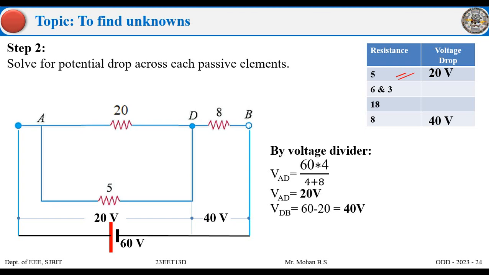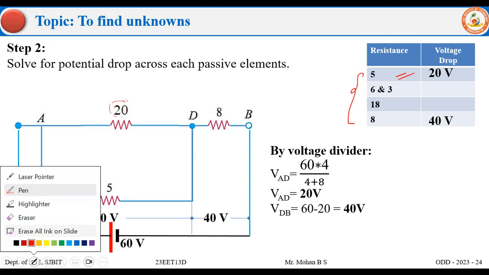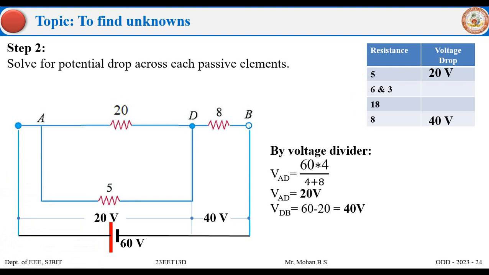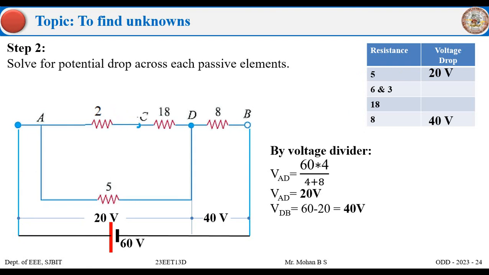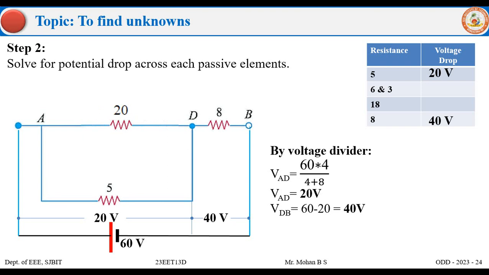And why have I not taken the 20 ohm resistance into account? Because if you remember, we had some other way of getting this 20 ohm. So let's see in the problem as we solve. The voltage across 5 is also 20, the voltage across 8 is 40. So we have to see the voltage across 6, 3 and 18. Now how have we got 20? We got 20 because 2 and 18 were in series. I hope you have understood how we got 20 now and why we have not taken 20 into consideration to find its voltage drop.